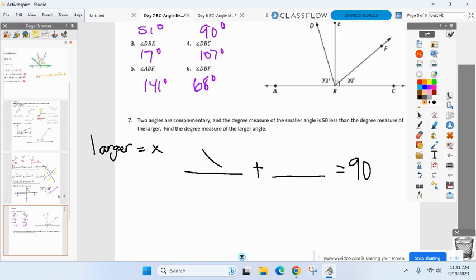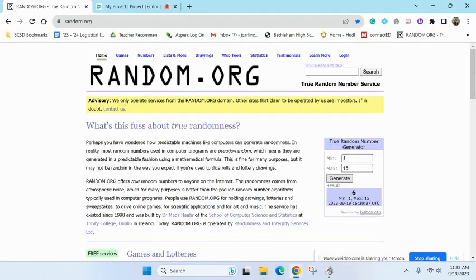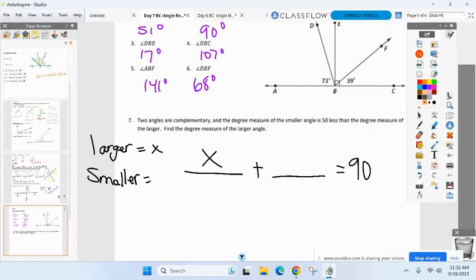So we'll call the larger X. So then what's going to be the smaller then? How do I write 50 less than this one? 50 less than. Oh, 14, going deep, Gianna. 50 less than. Yeah, be confident. You're good. Now, roles are reversed. Let's say we called the smaller x plus 50 now would be the larger one. All right, x plus 50.